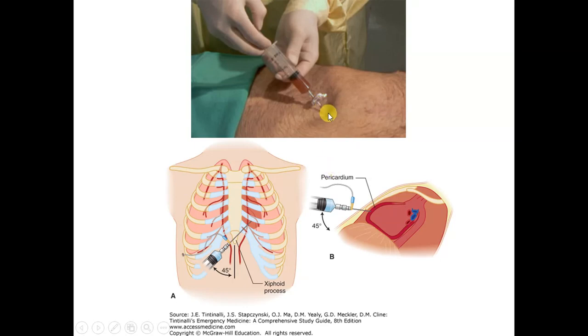This way, here you see below the xiphisternum, at an angle of 45 degrees, a needle is pushed towards the left side, towards the left shoulder, you can say, or left midclavicular, and the needle then enters into the pericardial cavity. Then you can suck out the pericardial effusion for diagnostic purposes.